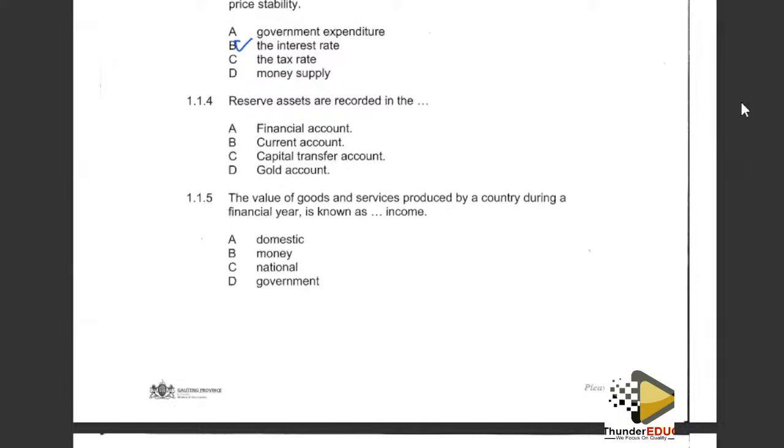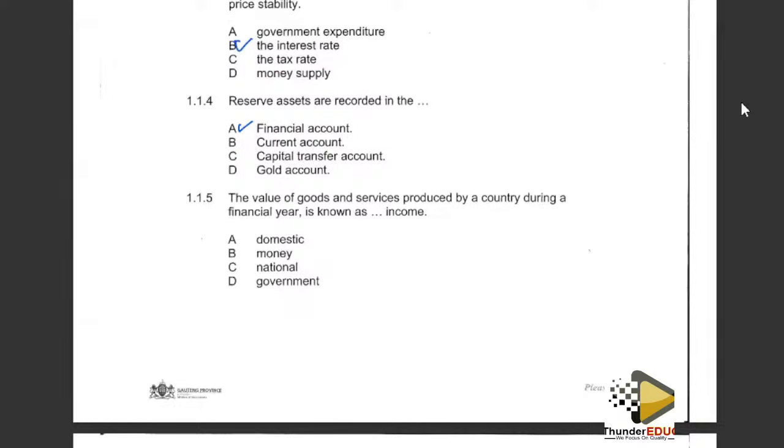And then we check B, current account, no. Then we check C, capital transfer account, no. Then we check D, gold account, no. So it means that this one of financial account is the one that is appropriate. Okay, right, grade 12. So now let's move on to 1.1.5.